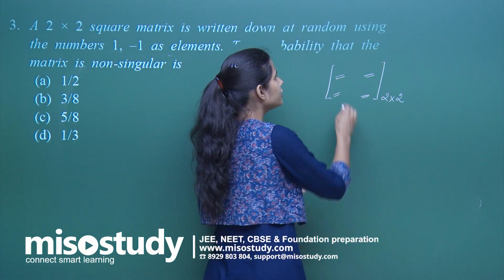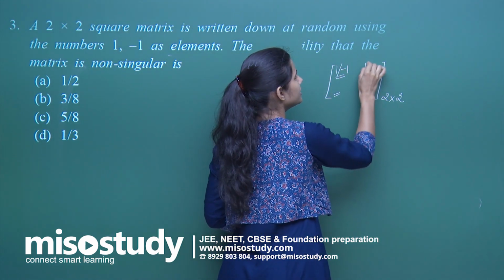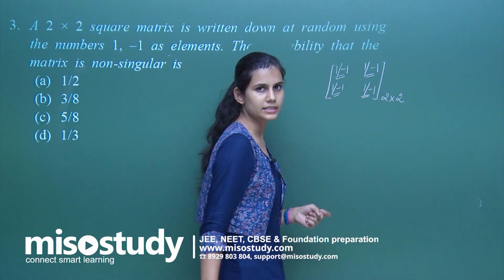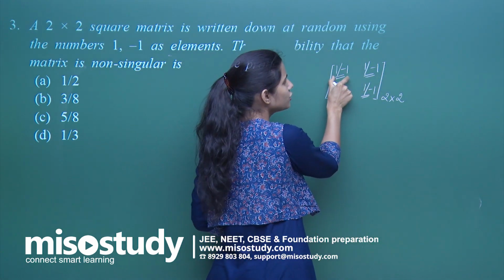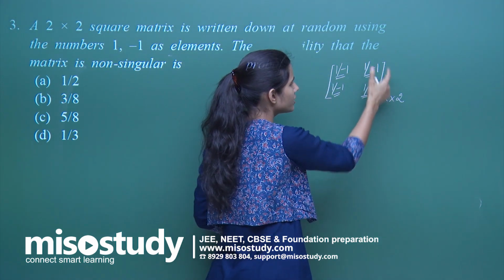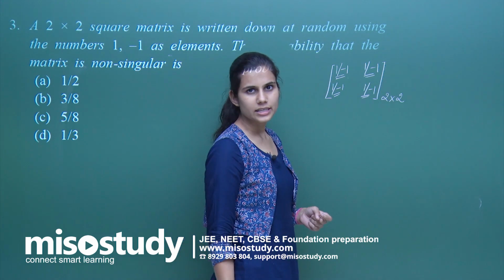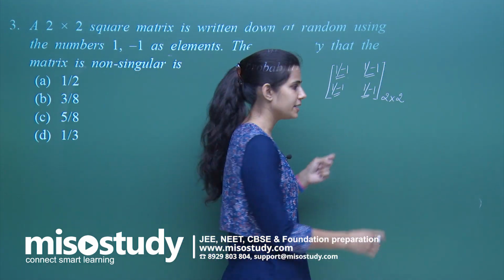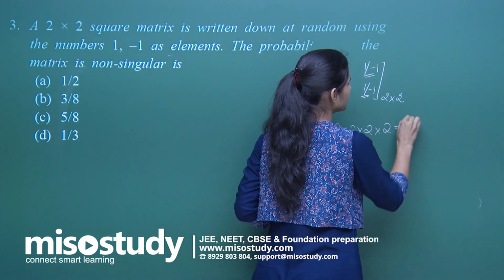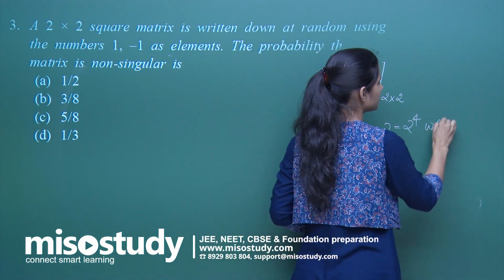This place can be filled in 2 ways, 1 or -1. Each of the 4 places has 2 possibilities. So all 4 works, that means the filling of all the 4 places, can be done in 2 into 2 into 2 into 2, that is 2 to the power 4 ways.